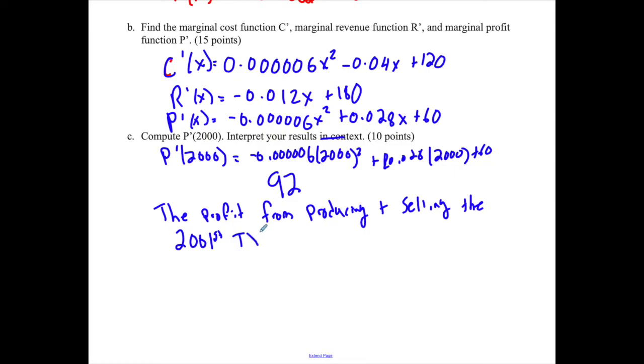2001st TV is $92. Because at this point in time, remember, the derivative of anything tells you the change. So the derivative of the profit, i.e. the marginal profit, tells you at this point, how much am I making profit-wise from selling that additional TV? So when I'm at 2000, it's saying, how much additional profit am I making when I sell that next TV, that 2001st TV?